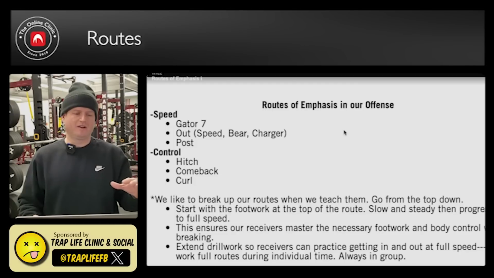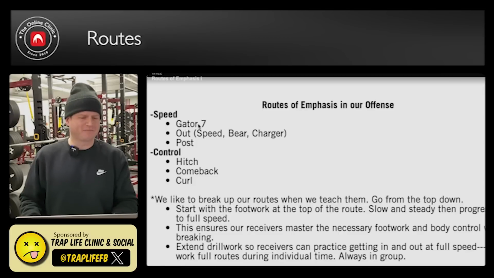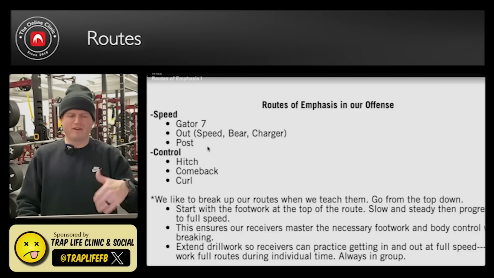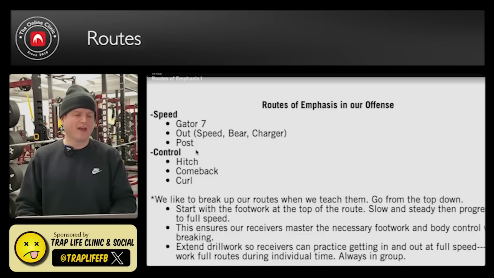We use it with a lot of our high-low stuff in our full field concept games, and then our outs. We have 3 different types of outs: our speed out, our bear, and our charger. So we have an out for 5 yards, an out for 10 yards, and an out for 15 yards, and those are all speed cuts. Within that initial speed out, we have a 2-step break and a 4-step break, which I'll show you. And then last but not least, our post, which we run a lot of our backside stuff with in our play action passing game.